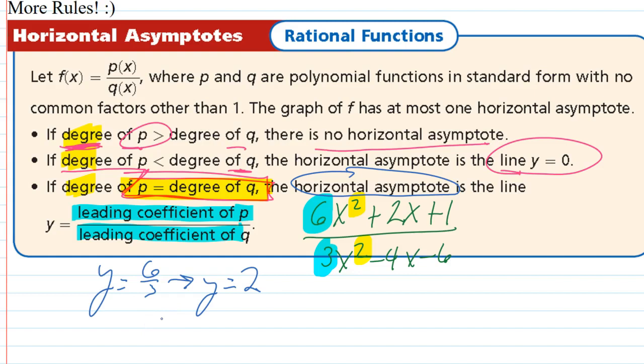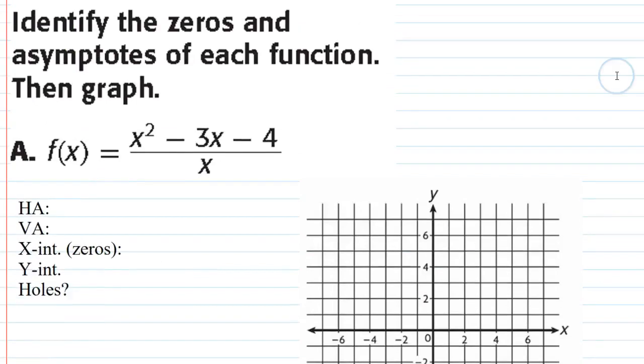So recap, the degree is the exponent. Leading coefficient would be the number in front. If the largest exponents are the same, I simply divide those leading coefficients to get my horizontal asymptote. Now let's run through a few more problems. Here we're going to have to answer all of the questions. We can now find the horizontal asymptote. We're going to find the vertical, the x-intercepts, your y-intercepts, and if there's any holes.